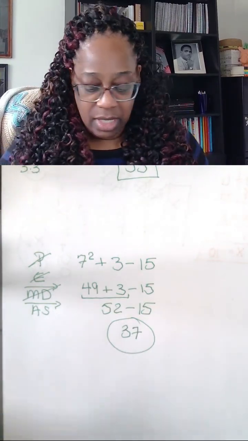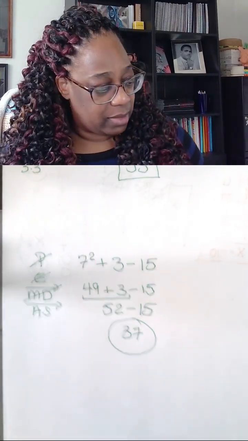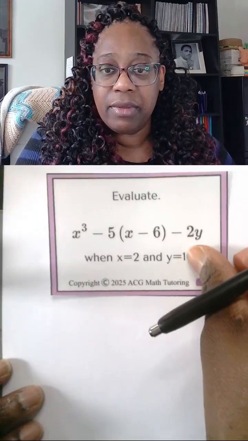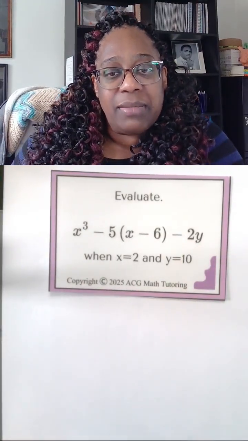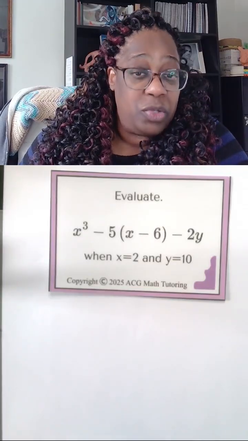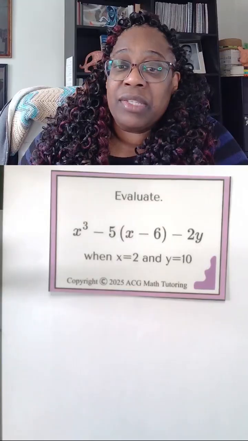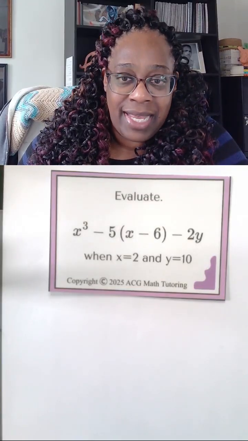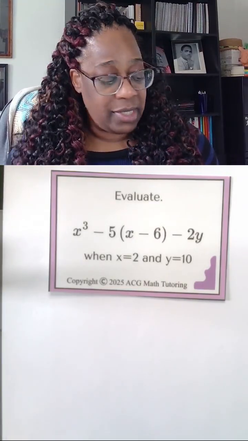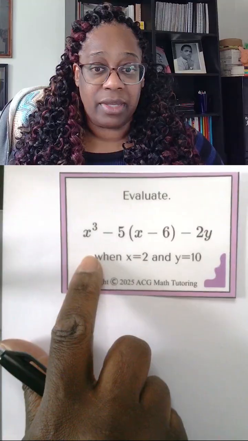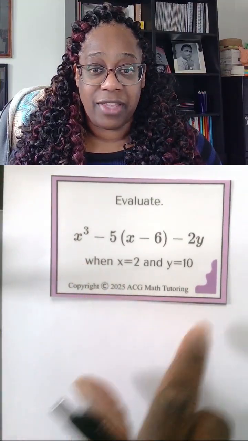All right. Now, let's try this one. Let's flip the script. So, we have x cubed minus 5 times x minus 6 minus 2y when x is 2 and y is 10. What is my answer? Okay, so this time we're not solving. We're doing what's called evaluating.